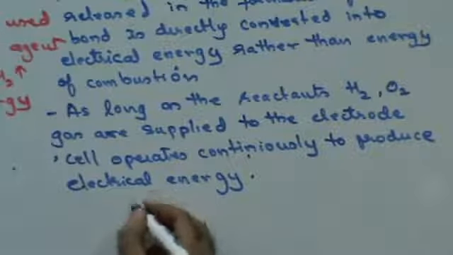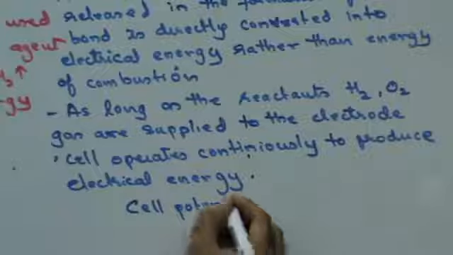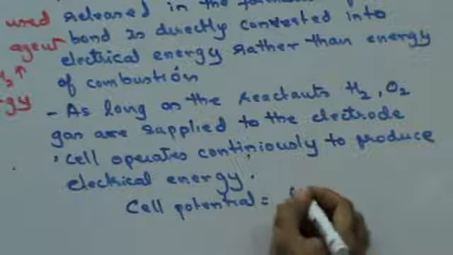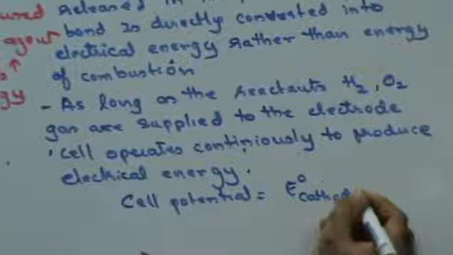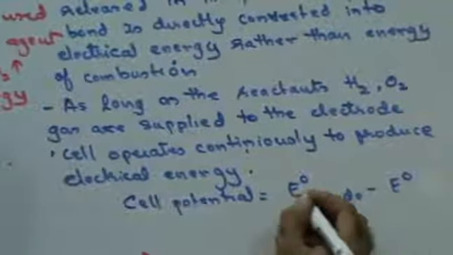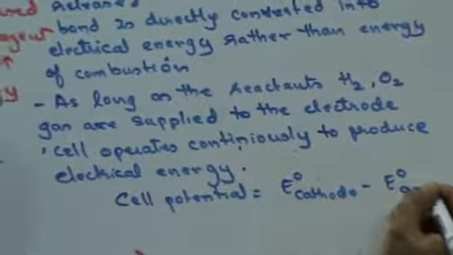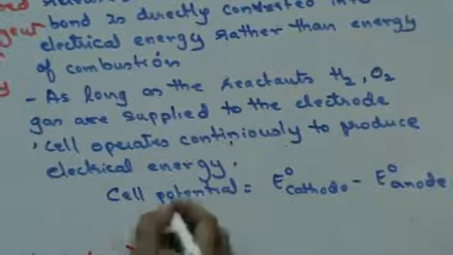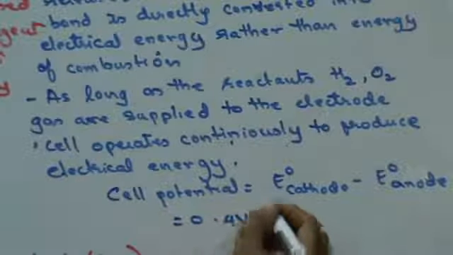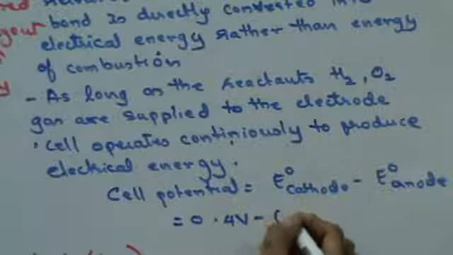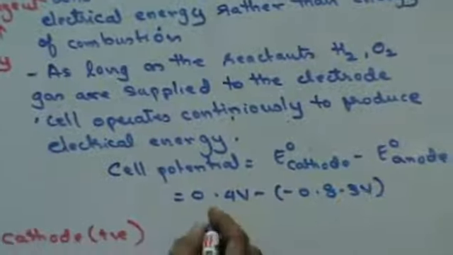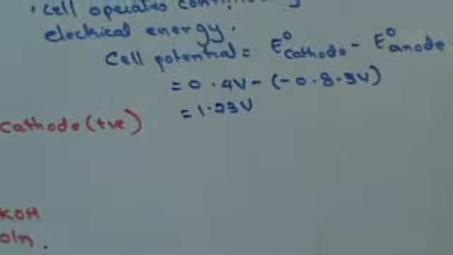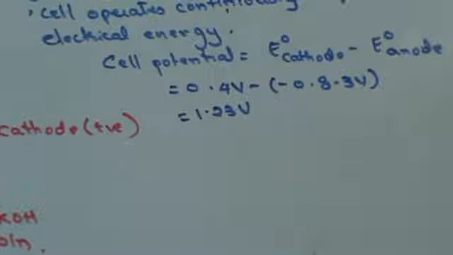What will be the cell potential here? The cell potential is going to be the standard reduction potential of the cathode minus the standard reduction potential of the anode, which is 0.4 volts, the potential developed at the cathode, minus negative 0.83 volts. So that is 1.23 volts. That is the potential that is developed. So that's how you have a hydrogen oxygen fuel cell. Hydrogen gas gets oxidized to give you the requisite energy.